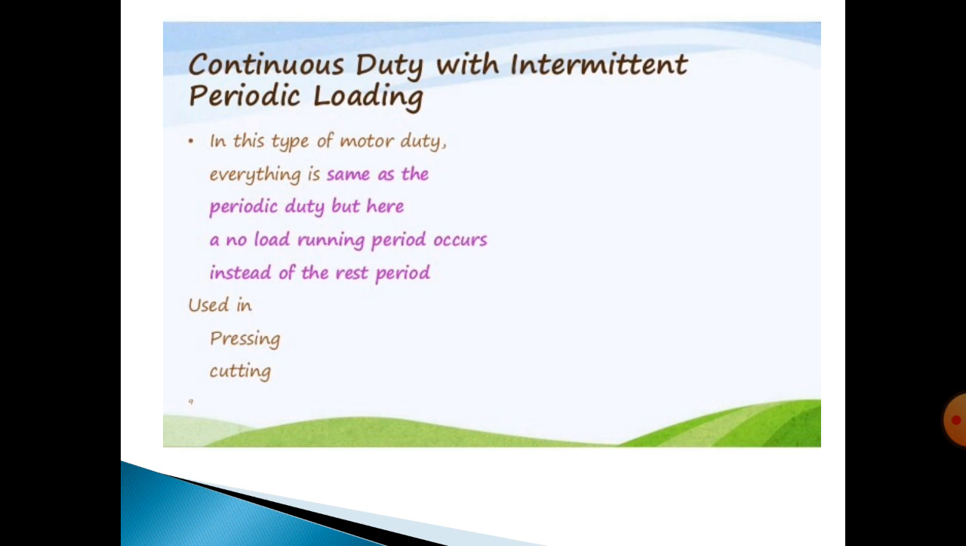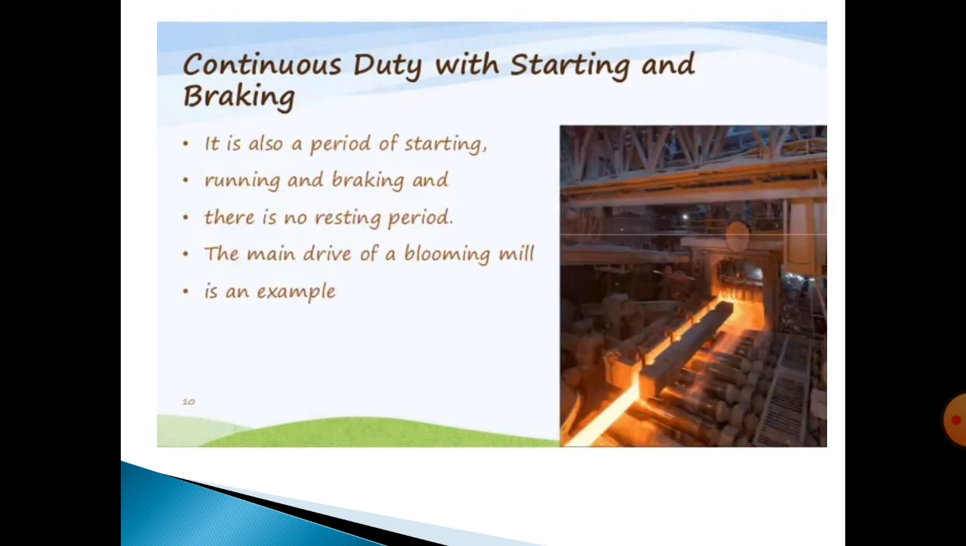The next one is continuous duty with starting and braking. This type also consists of a period of starting, a period of running at a constant load, and a period of electric braking. Here there is no period of rest. This is continuous duty with starting and braking. An example is the blooming mill.